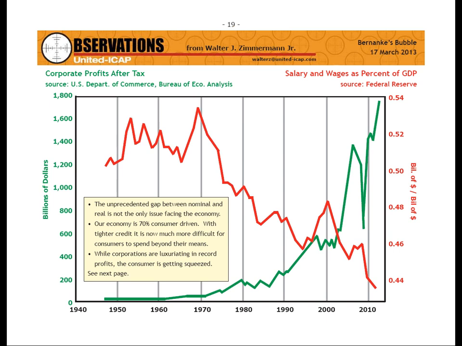That is, the other affliction here is the extent to which corporate profits are dominating, or replacing, or subverting salary and wages. Here we look at corporate profits after tax in billions of dollars here in green, and salary and wages as percent of GDP. These are the salary and wages that drive the consumer economy.